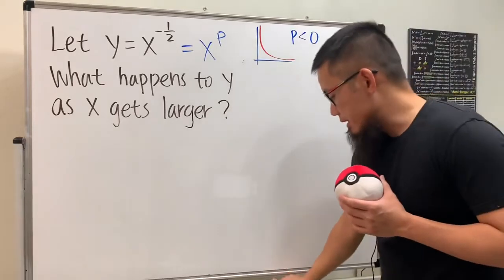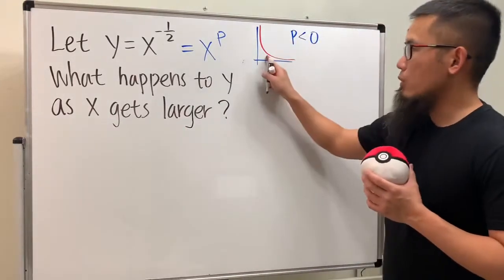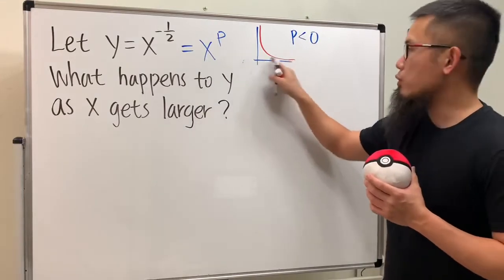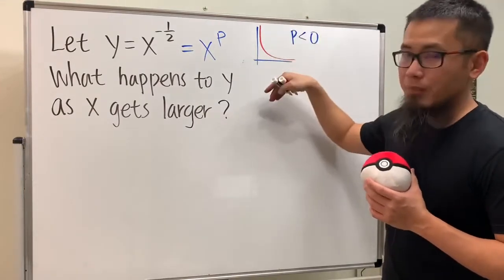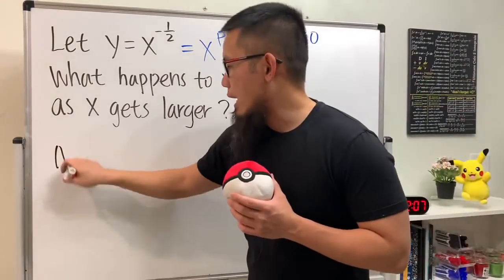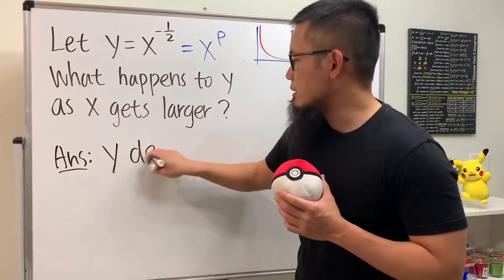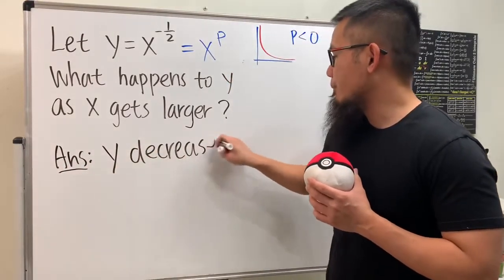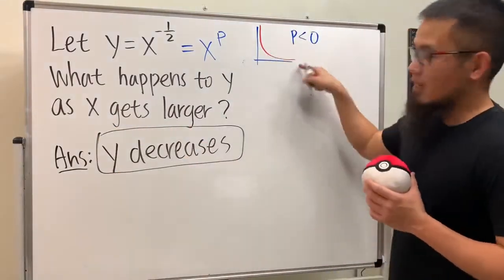So what this means is that, as you can see, when x gets larger, meaning we move to the right, you will see that the y value will actually go down, right? Because it's dropping down. So the y value will actually decrease, and that will be the answer. So just say y will decrease, right? Y decreases. And that's it. Right? Because the curve looks like that.